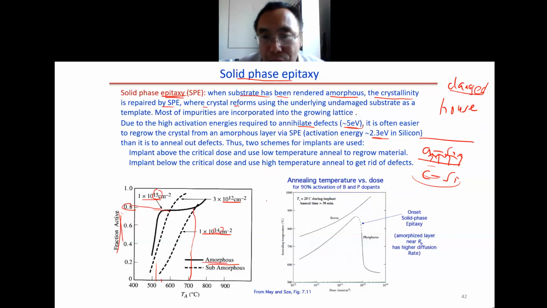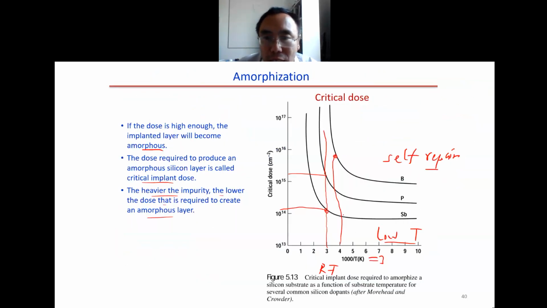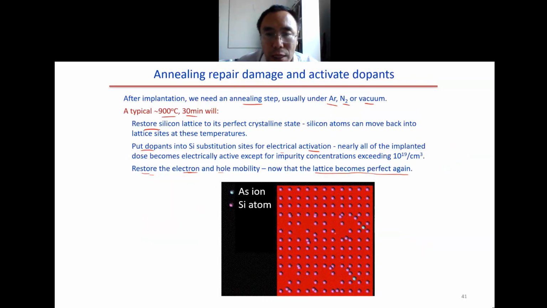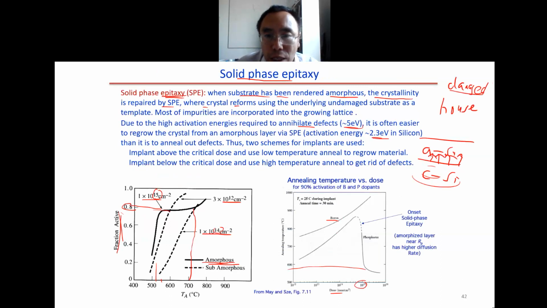So here is the same thing, this is for the phosphorus. When the dose is very high, it turns amorphous, then we need lower temperature for the repair. For the boron, when we have higher dose, we need higher and higher temperature, because you can see here, for the critical boron, it never becomes amorphous. We have room temperature, you go up. You can see the boron will not make silicon amorphous even for very, very high dose. Then to fix the defect, we need higher and higher temperature.